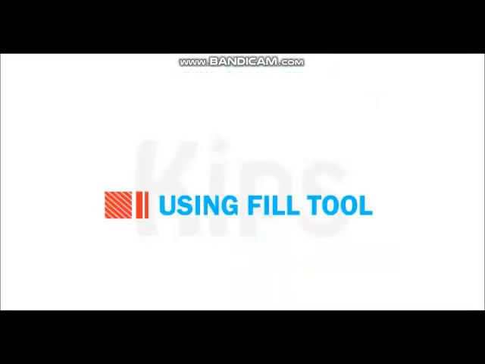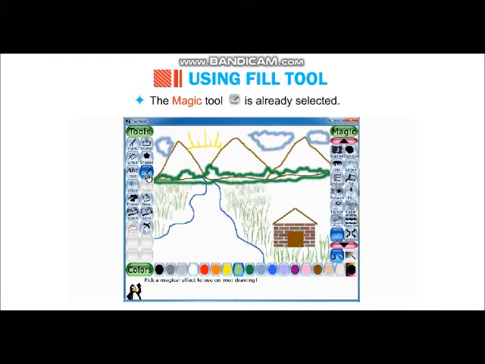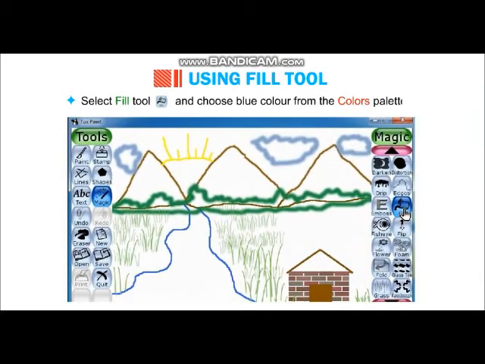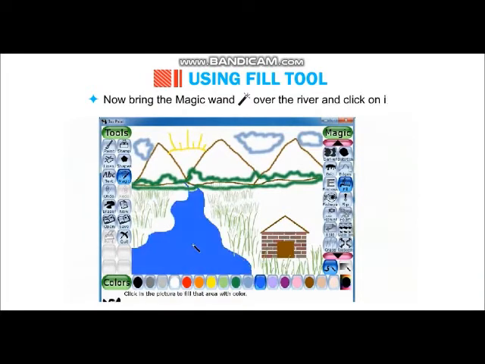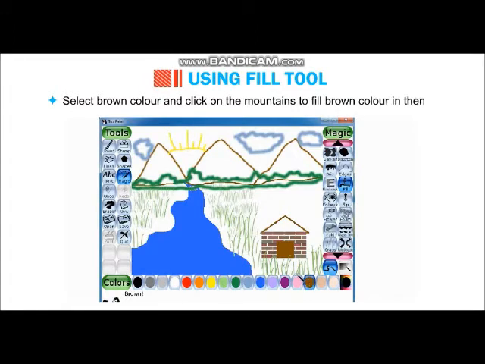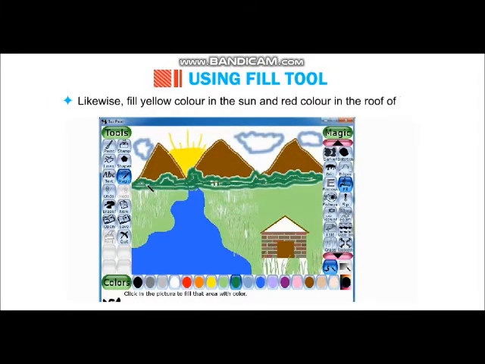Okay, let me now tell you how to use the fill tool. It is used to fill color in an object. The Magic tool is already selected. Select the fill tool and choose blue color from the colors palette. Now bring the magic wand over the river and click on it. The blue color will be filled in the river. Select brown color and click on the mountains to fill brown color in them. Likewise, fill yellow color in the sun and red color in the roof of the hut.